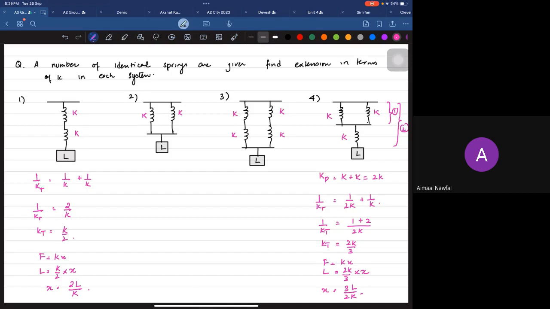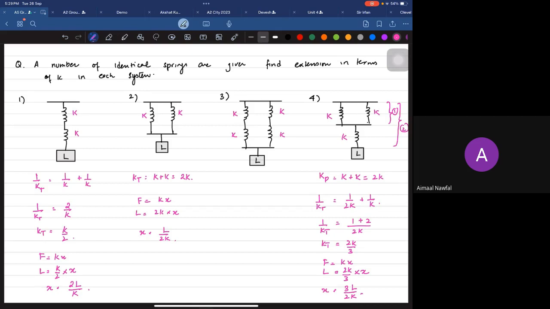Okay. So it's pretty easy. The second one is just a parallel one. So the total k in this should be k plus k, because in parallel you just add them directly. And then you just need to use f equals kx. This will be L. This will be 2k times x. So x will be L over 2k, like that.